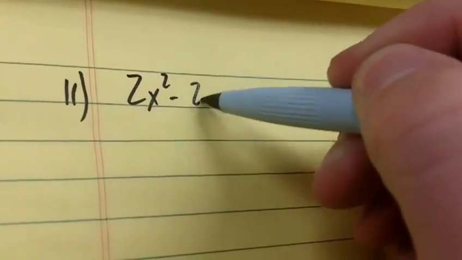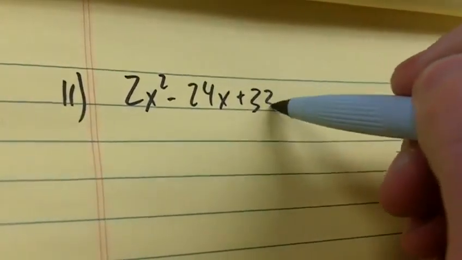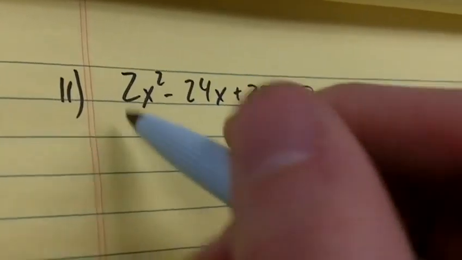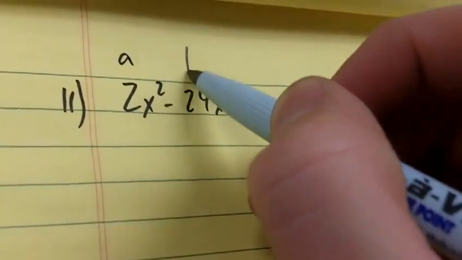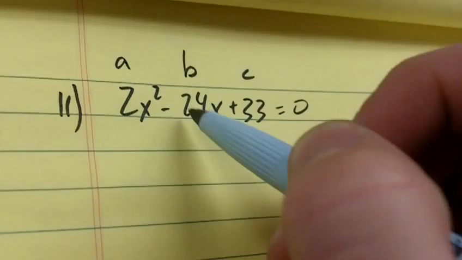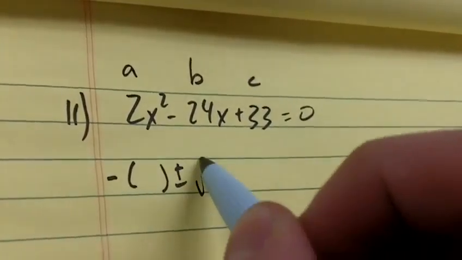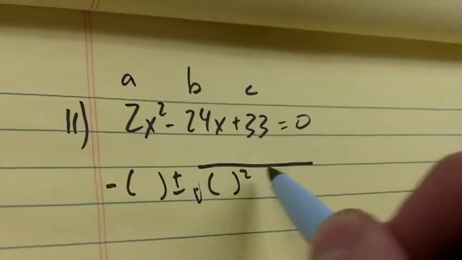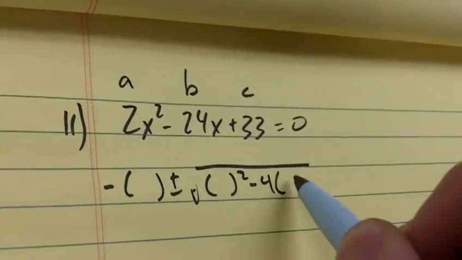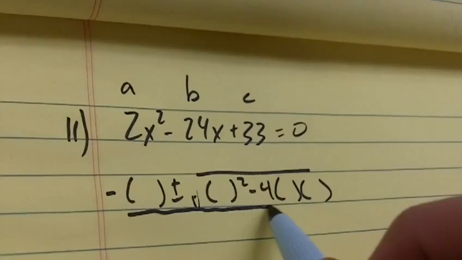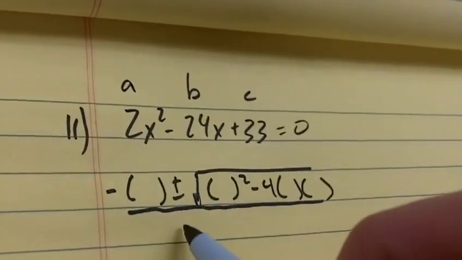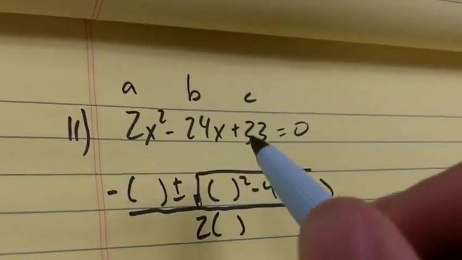2x squared minus 24x plus 33 equals 0. Here I use the quadratic formula to figure out what A, B, and C are. A is 2, B is negative 24, C is 33. We're going to put this in the quadratic formula. We just need to figure out what are the right places to put everything. But since you have the quadratic formula memorized, you'll know where.